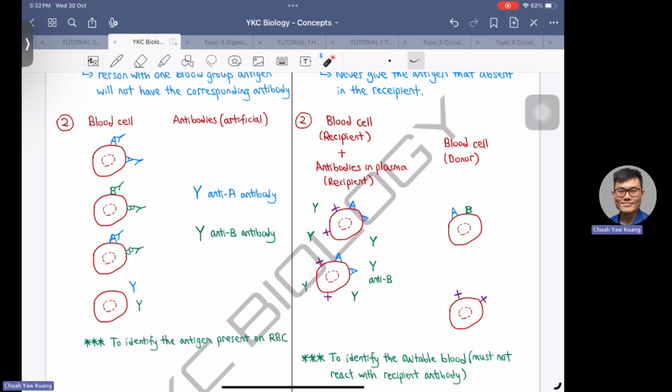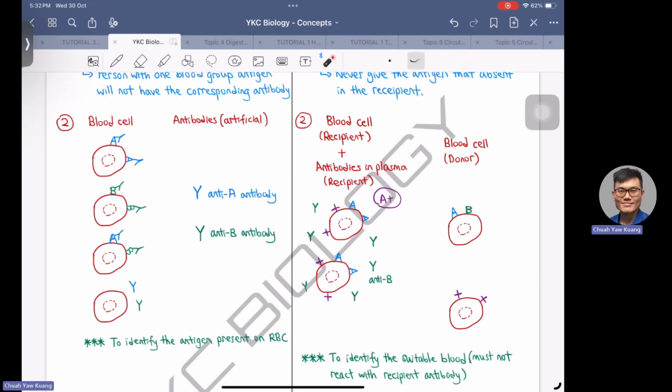So to check whether the blood cell is compatible for the recipient, we mainly take the plasma of the recipient that contains the antibody and mix it with the blood cell of the donor. For example, this recipient has the A antigen and also the positive antigen on the surface of the red blood cell. This means that this recipient is A positive blood. Let me write that now.